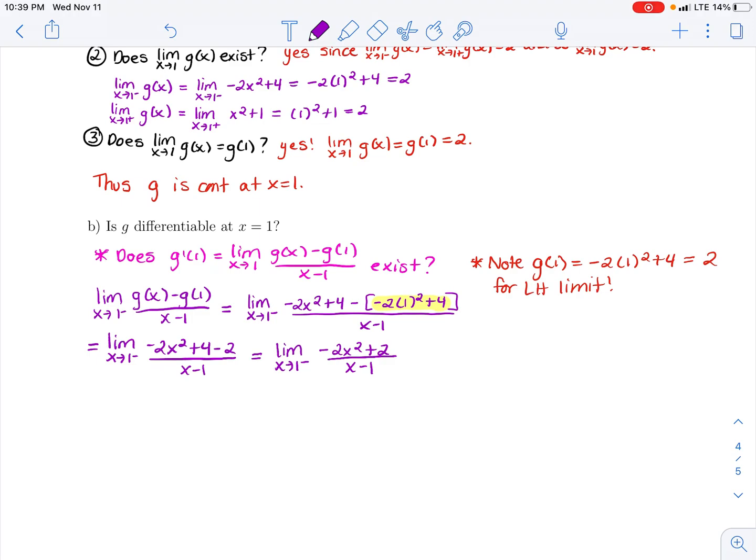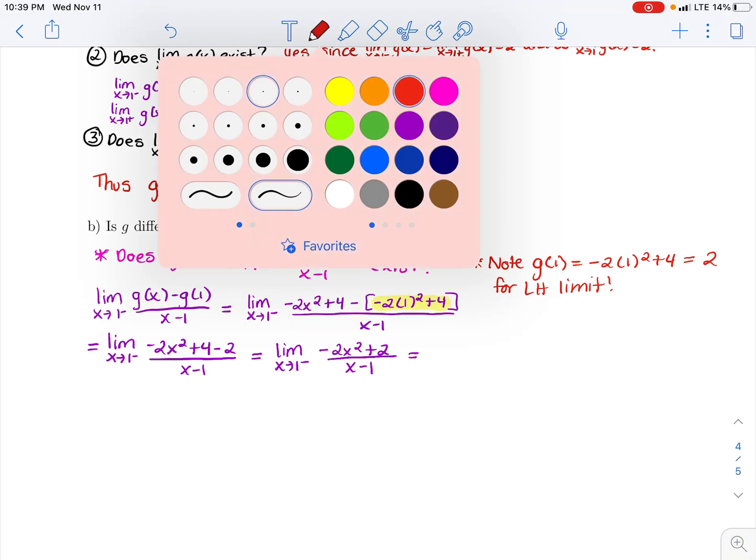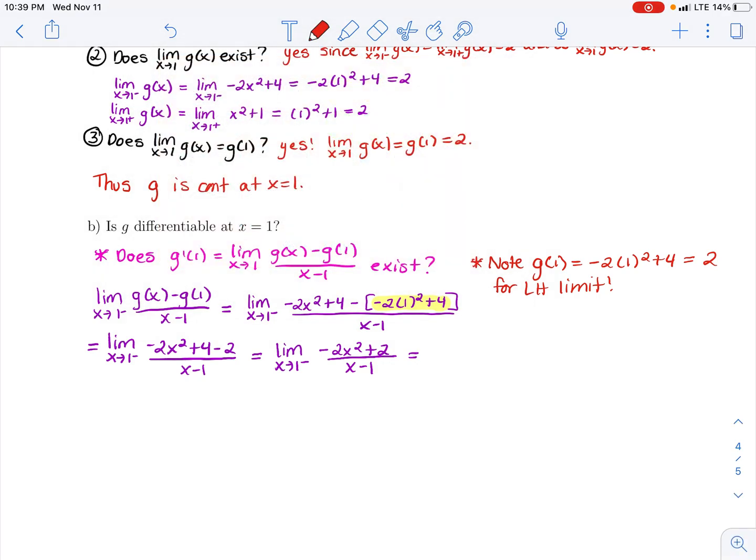Now that I combined like terms and cleaned up my expression, I try to figure out what this limit is. This is the part where you try to plug in 1. When I plug in 1, though, I get 0 over 0, because I get negative 2 times 1 squared, which is negative 2, plus 2. So I get 0 in the numerator, and then I get 1 minus 1, which is 0. Now I need to figure out what I can do. I have a couple of techniques for 0 over 0. There's 5 different techniques, right?